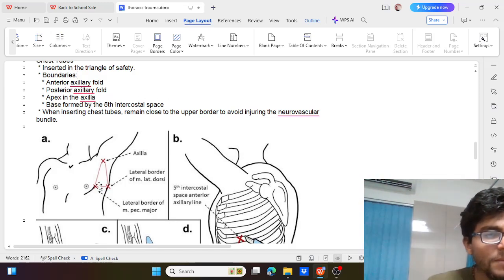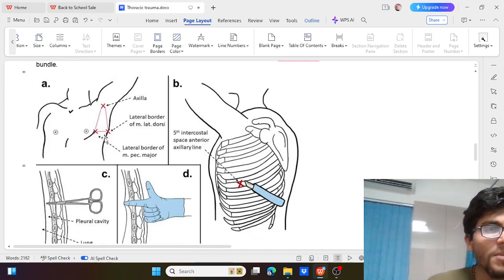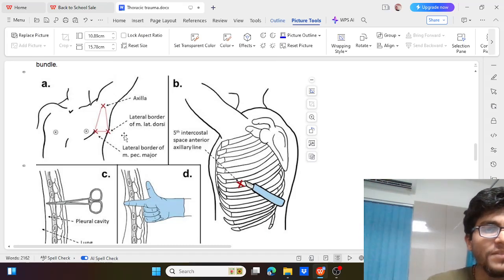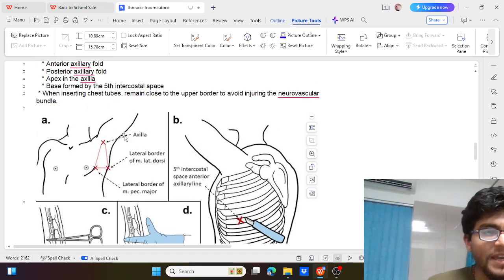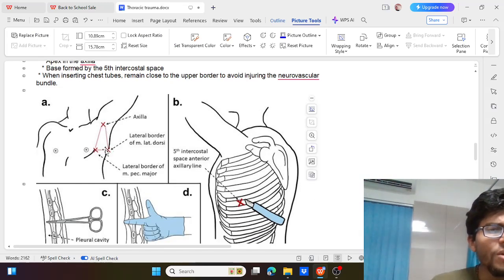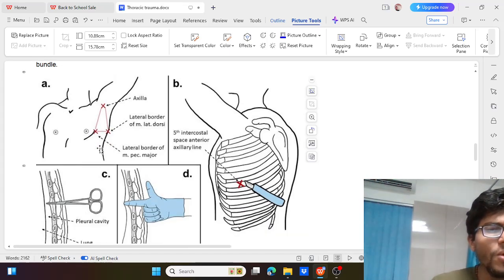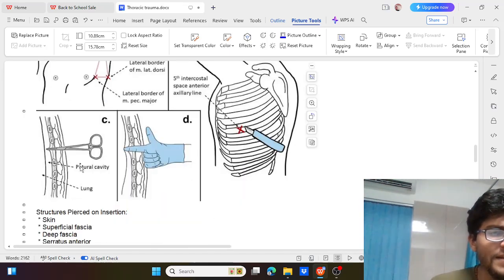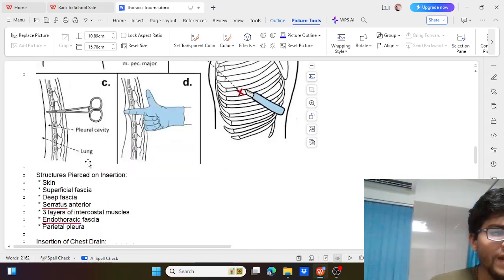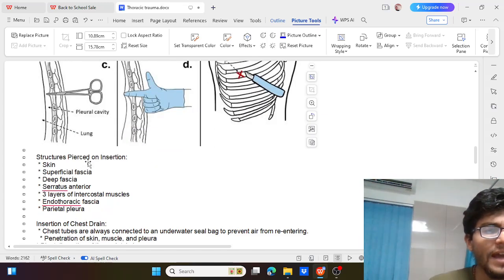The anterior border can be marked by the apex of the axilla and the lateral border of the pectoralis major, and the posterior one by the lateral border of the latissimus dorsi. So these will form a triangle. The lower base will be the fifth intercostal space, by the sixth rib. So this is the triangle. Here we make the incision, and then we place the tube after securing the access.